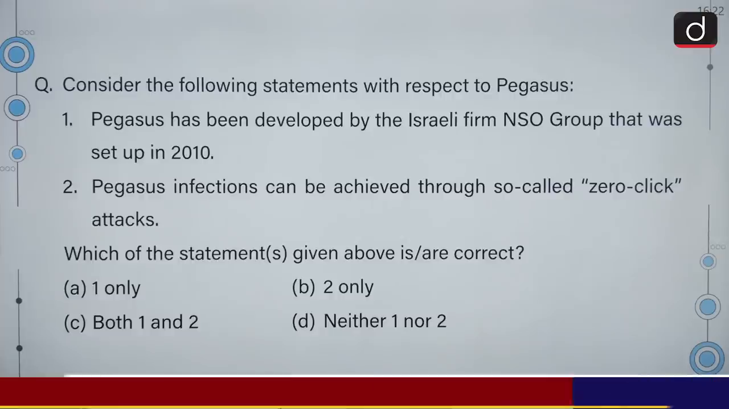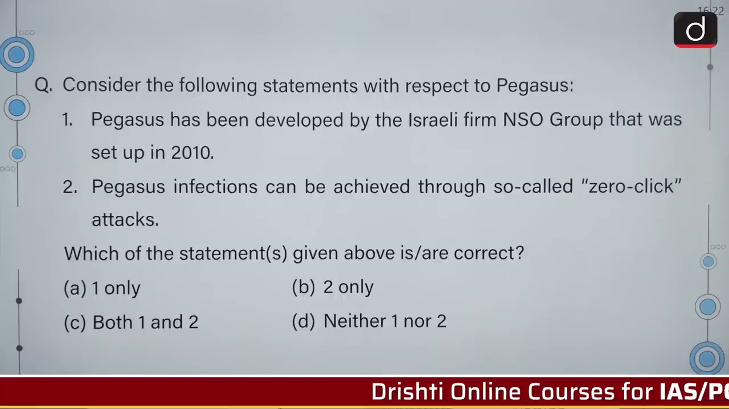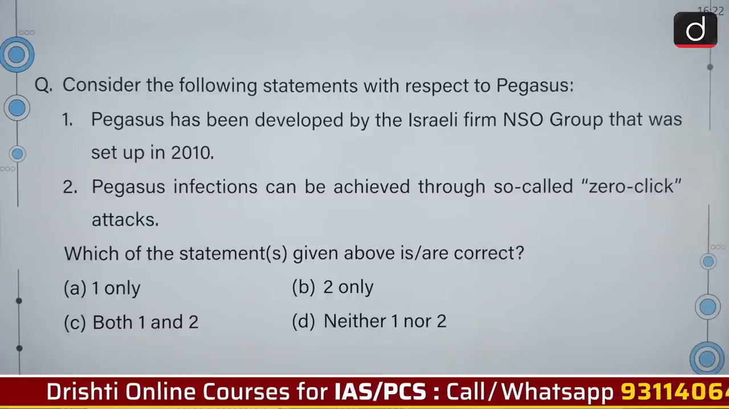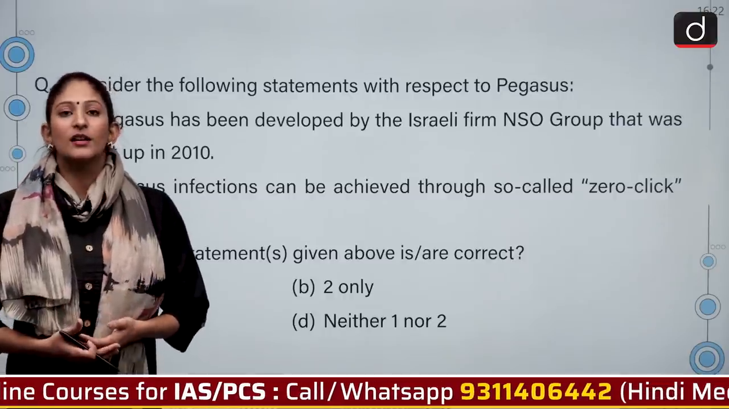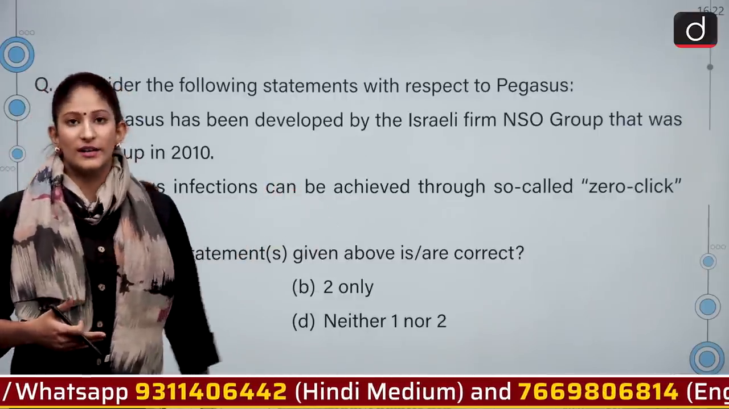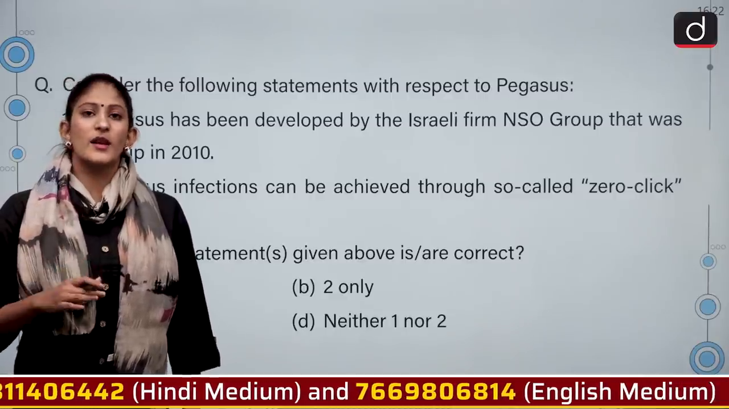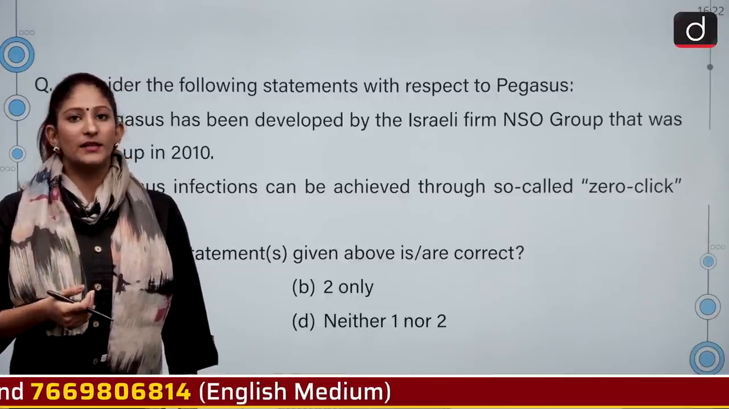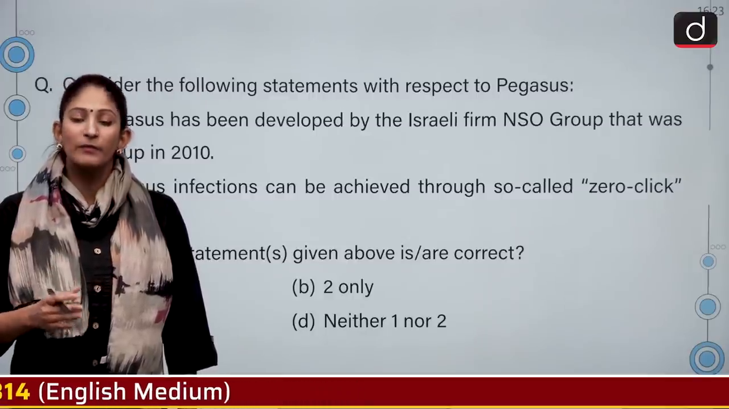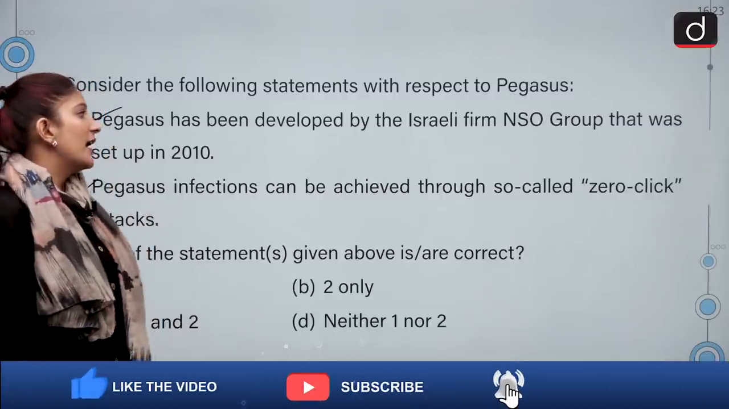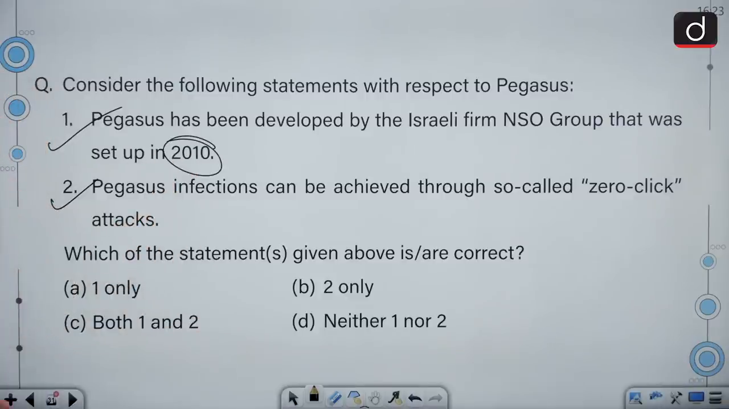Consider the following statements with respect to Pegasus. Pegasus has been developed by the Israeli firm NSO Group that was set up in 2010. Pegasus infections can be achieved through so-called zero-click attacks. So we have to select the correct statement. Yes, for Pegasus to be installed into the software of mobile phones or even laptops, it's a zero-click attack. That means if a WhatsApp call from an unknown number comes through your WhatsApp, even if you do not pick it up, the Pegasus spyware will be installed. So it's a zero-click attack, that is correct. And it has been developed by the Israeli firm NSO Group that was set up in 2010. The correct answer is option C, both 1 and 2.